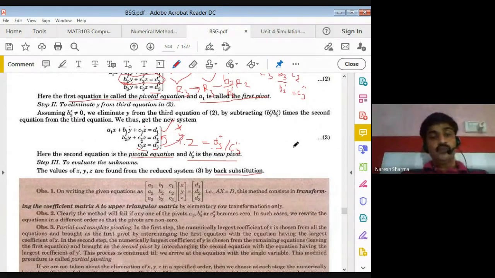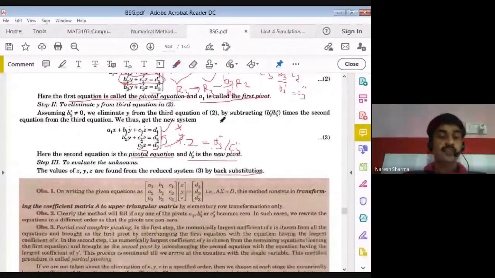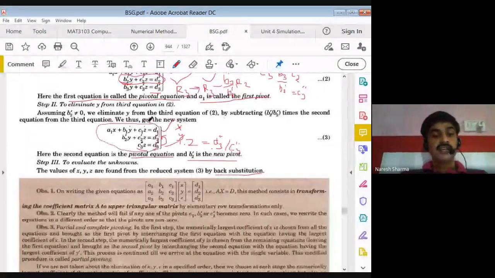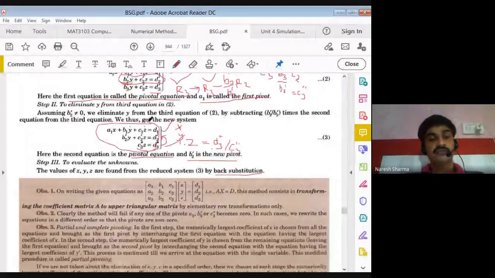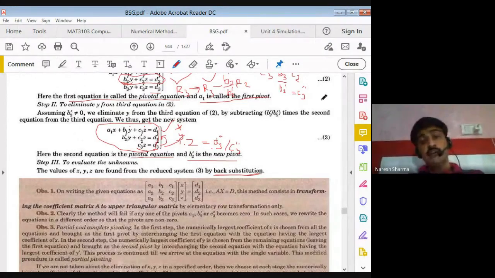So here you can understand, in a system of equations, we can convert that system of equations into an upper triangular form, or you say upper triangular matrices. And after that you can find z from your last row, then y from the second row, and x from the first row by using back substitution. This method is called Gauss's elimination method.